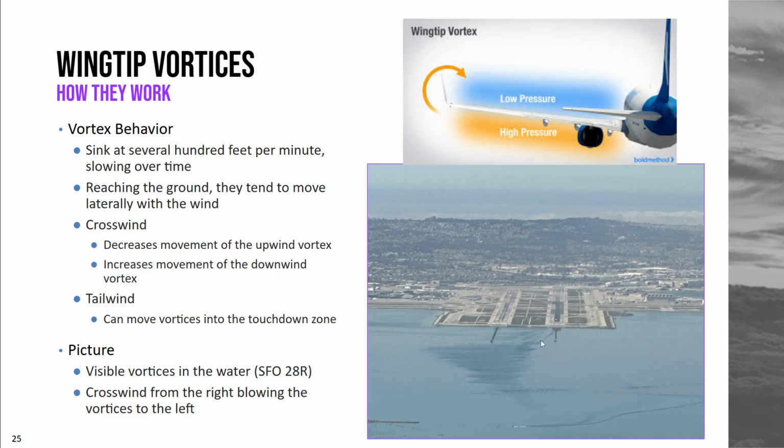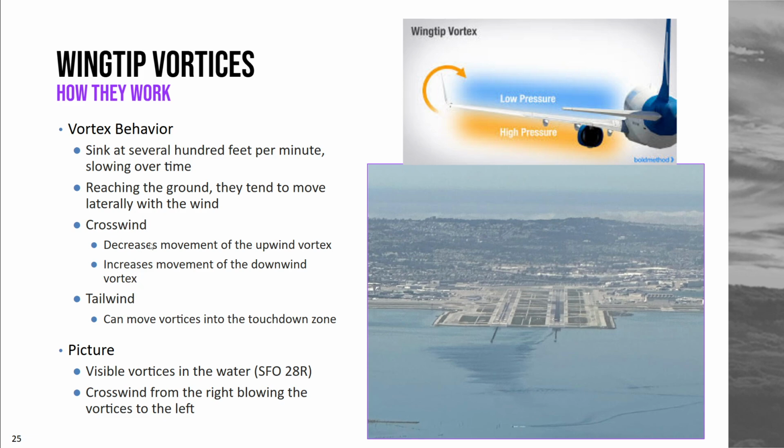So I can see in this picture here, we can see these vortices, the effect that they're having on the water here. And so we can see visibly these vortices on runway 28 right here at San Francisco. The crosswind from right to left is blowing these vortices to the left. So from this aircraft that's landing here, these vortices are created. Once they hit the ground, they'll move with the wind. And so we see they're moving with the wind as you see this trail as the vortices interact with the water there.